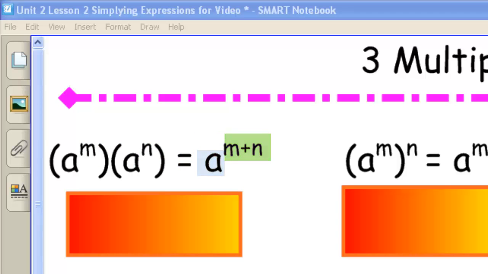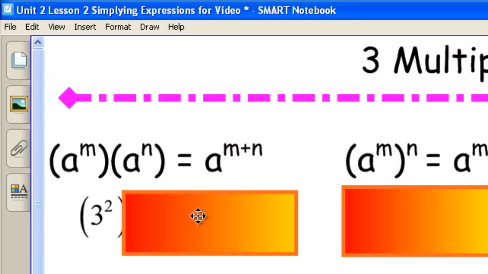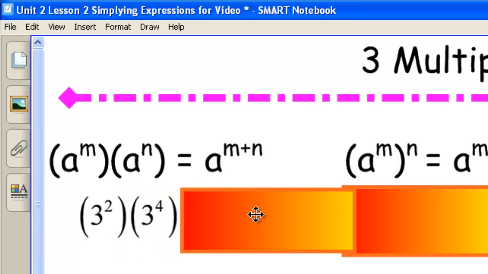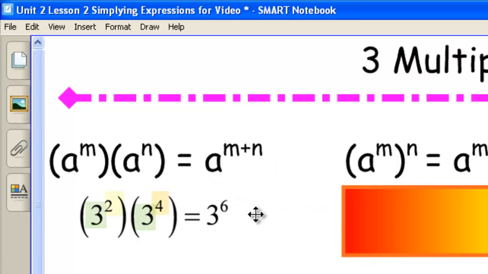So if I look at a concrete example, if I have 3 to the second power times 3 to the fourth power, not plus, but times, I don't get 9 to the sixth power. I can't multiply 3 times 3 to get 9. I only get 9 if it's 3 to the first times 3 to the first. But I can write the base of 3 once and add the exponents to get 6.